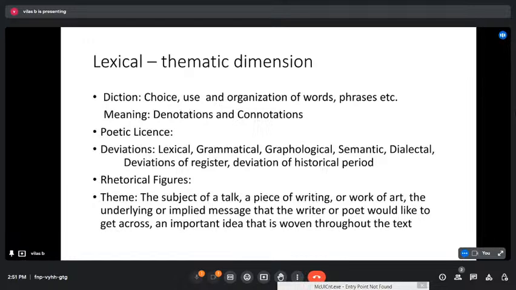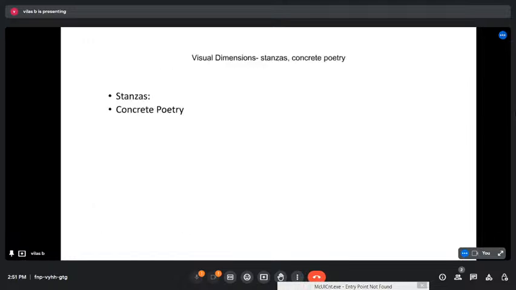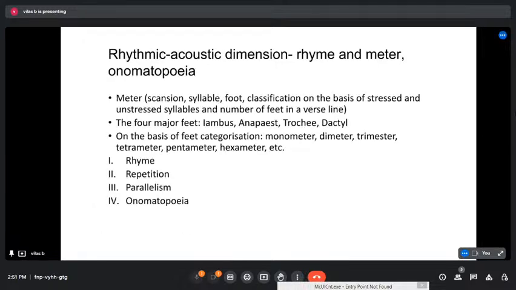Here I come to the point: rhetorical figures I have already discussed. In literary criticism, we find these words. Here, the theme I have already mentioned. So stanzas and concrete poetry. Now here is the third kind of dimension we see.